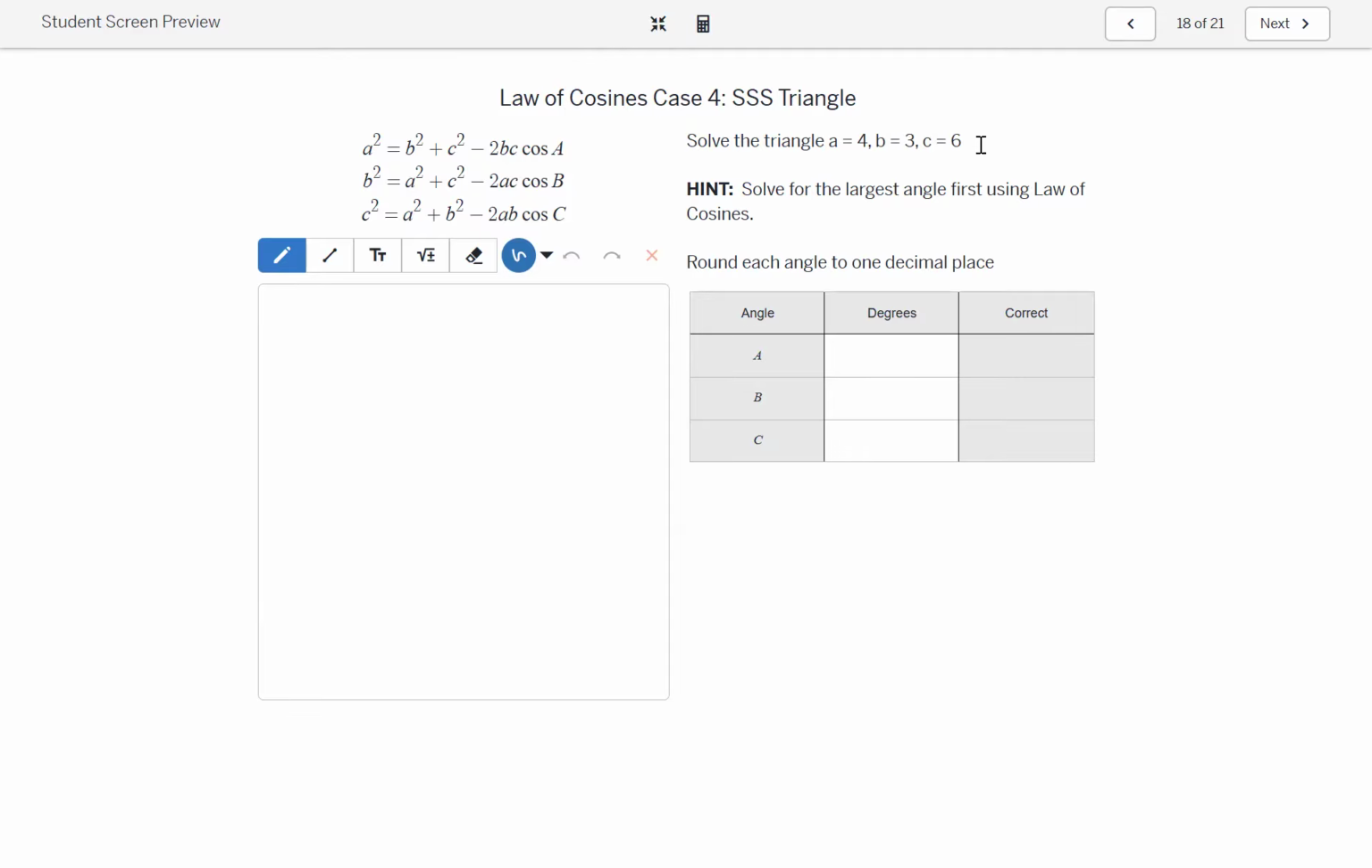So which of our angles is going to be biggest? C. Why? Yep, it's the biggest length side. So I want to solve for angle C. So I use my angle C, that third form that I prefer. So C squared is A squared plus B squared minus 2AB cosine C.